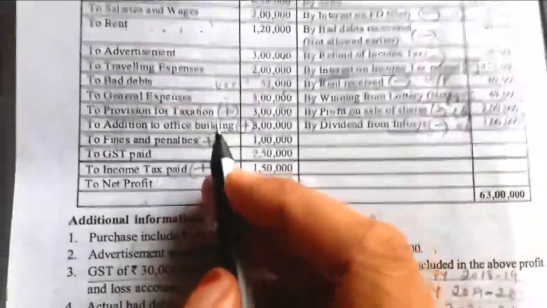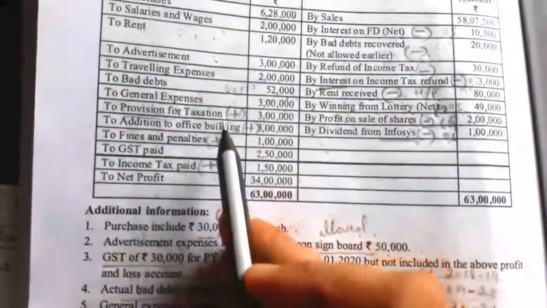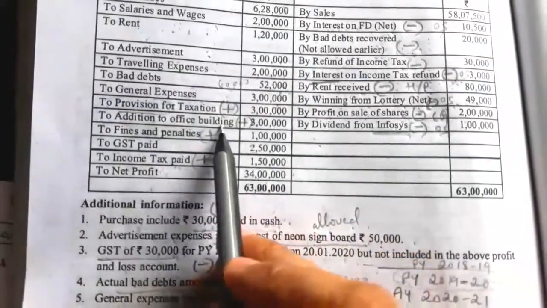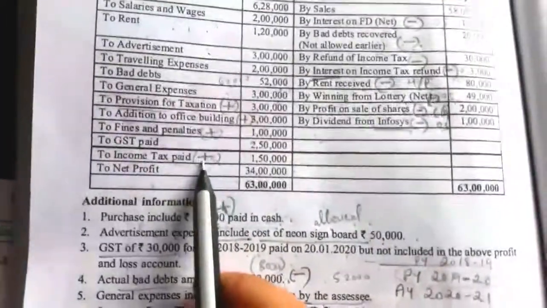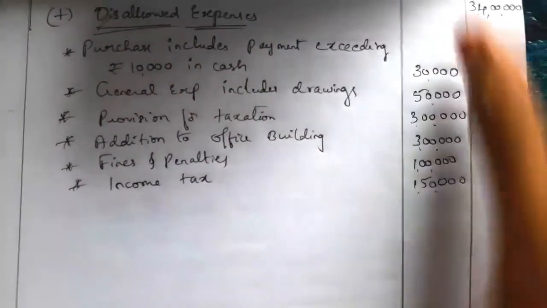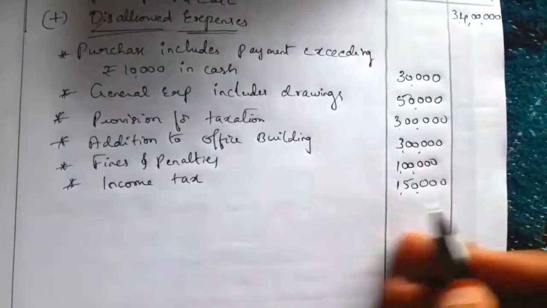Next, provision for taxation is a disallowed expense, you have to write it. Addition to office building is disallowed. Fines and penalties are disallowed. GST is allowed. Income tax is disallowed. So write all the 4 points here: provision for taxation, addition to office building, fines and penalties, and income tax.